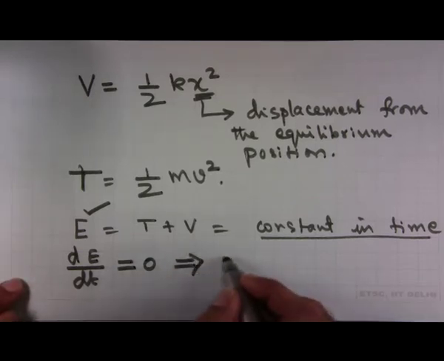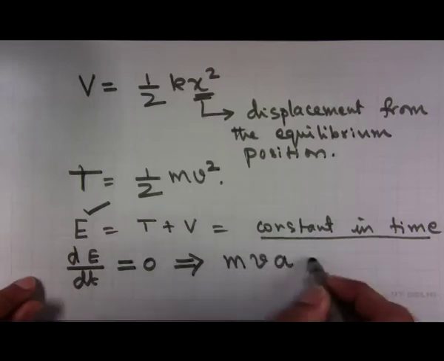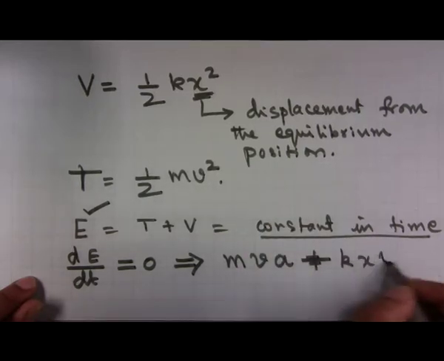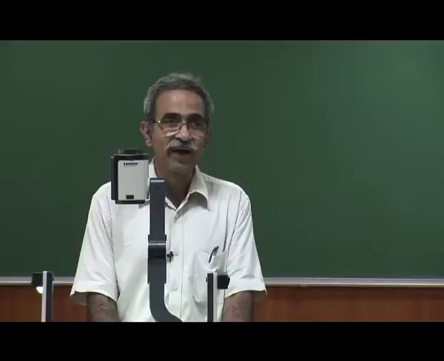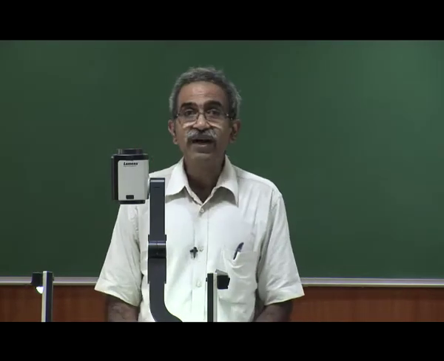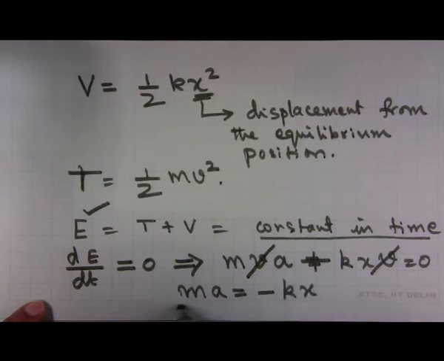So what do we get? This tells you that mv dv by dt, which is equal to the acceleration, plus kxv equal to 0. So I have used my chain rule of differentiation. d of x squared by dt will give me a 2x and dx by dt, and the 2's cancel. This should be valid for all velocities. So we cancel this, and sure enough we get the Hooke law, ma equal to minus kx.